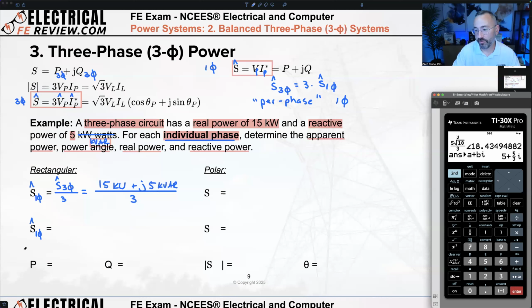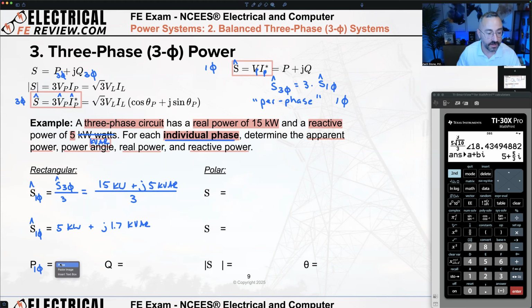And we get 5 plus j5/3, which is the same thing as 5 kW, which is 15 divided by 3, plus j times about 1.7 kVAR, or 5/3. All right, how do I find my single phase real power and single phase reactive power? Well, my single phase real power is just 5 kW, and my single phase reactive power is 1.7 kVAR.